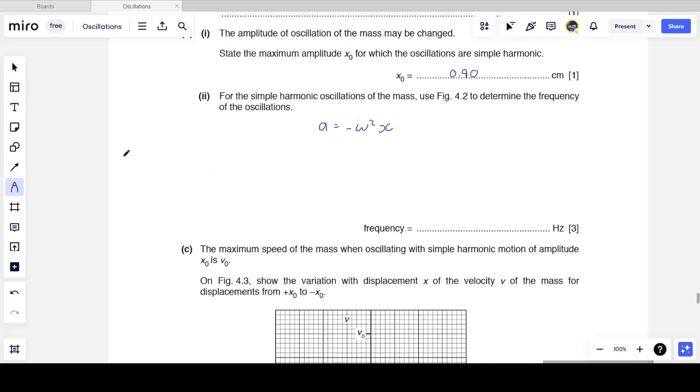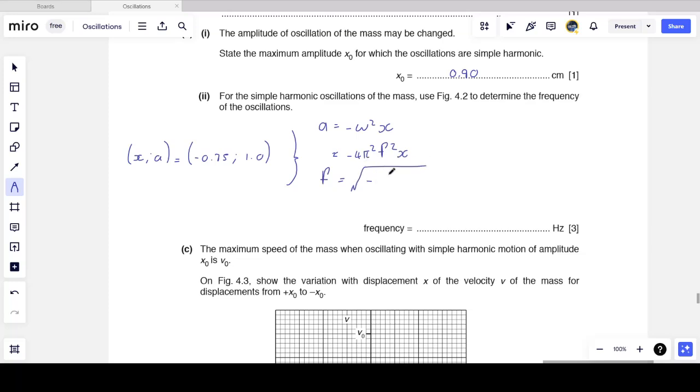So what I'm going to do is choose a random point on the graph. I can choose any point on the graph. And I'm going to choose the point where the displacement is minus 0.75 and the acceleration is 1. And if I put these into the equation, I get the acceleration is minus 4 pi squared f squared times x. That means the frequency is the square root.